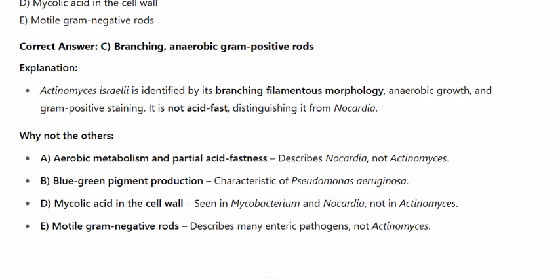B. Blue-green pigment production, characteristic of Pseudomonas aeruginosa. D. Mycolic acid in the cell wall, seen in Mycobacterium and Nocardia, not in Actinomyces. E. Motile gram-negative rods describes many enteric pathogens, not Actinomyces.